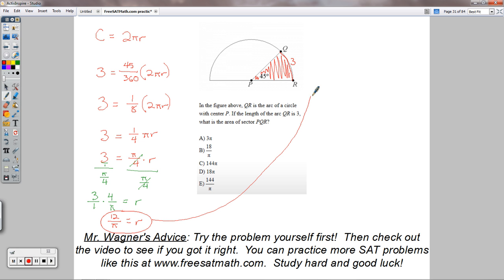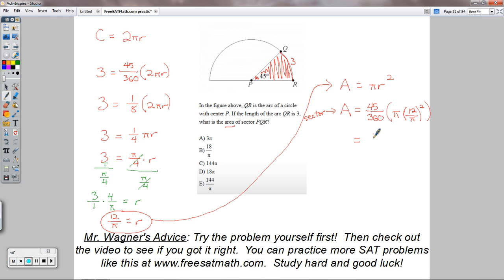So from here, I need to figure out now what's the area of this sector. I know that the area of a whole circle is pi r squared, and the area of a sector depends on what degree you're using here. So the area of the sector is going to be 45 out of 360 times pi times the radius squared. I'm going to put this in parentheses since I have an exponent here. So times 12 over pi, squared. This is the area of the whole circle, and this is just the sector part right here. The area of the sector is this part.